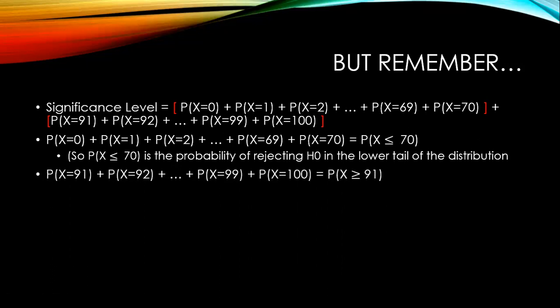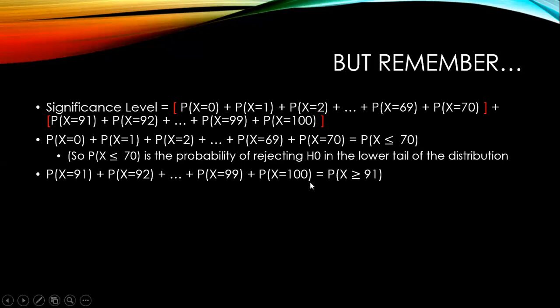Now let's go to the upper tail of the distribution. Remember, we're going to look at our second part of the calculation for the significance level. So 91 successes, 92, 93, 94, up to 99, 100. The probability of 91 successes plus 92 successes plus 93, all the way up to 100 successes, is the probability that X is bigger than or equal to 91. So again, 91, 92, 93, 94, 95, 96, 97, 98, 99, 100 successes. That is bigger than or equal to 91 successes.